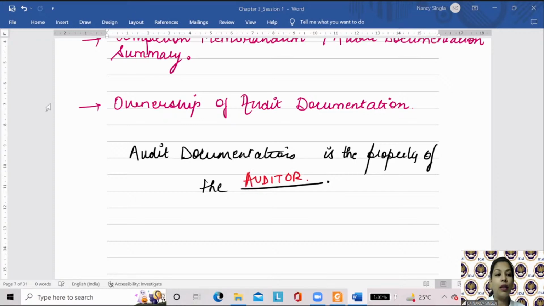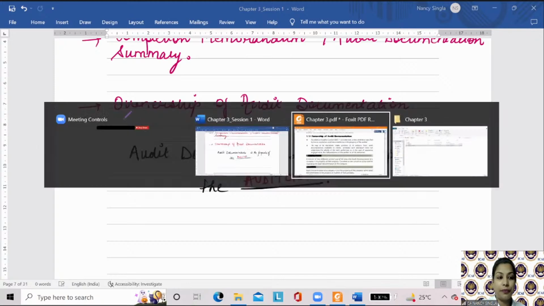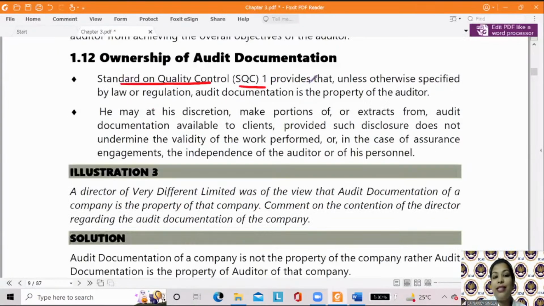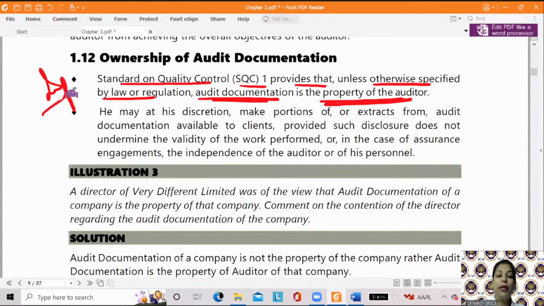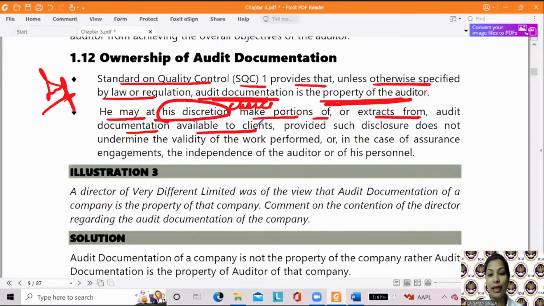ठीक है. So SQC 1 says it provides that unless otherwise specified by law or regulation, audit documentation is the property of the auditor. You may get true, false, MCQ, anything on this. He may at his discretion. What is meant by his discretion? At his choice.